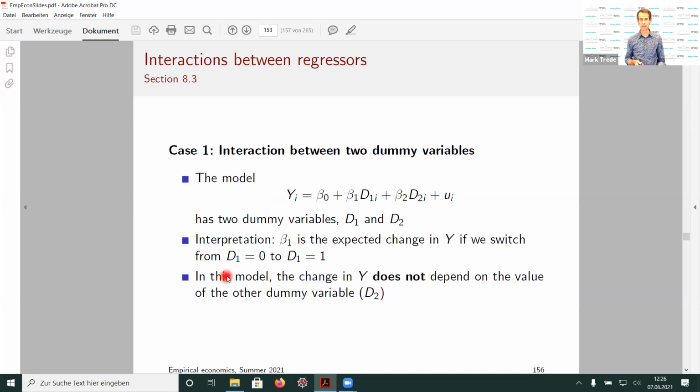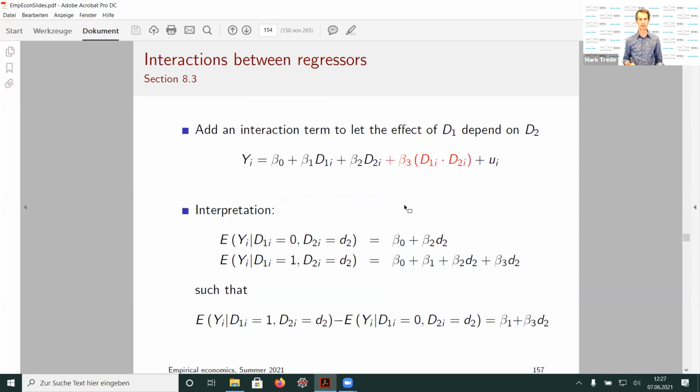In this model, the change in y, so the marginal effect of D1, does not depend on the value of the other variable. Okay, so if we switch D1 from 0 to 1, then the expected value of y would increase by beta 1, and it does not really matter whether D2, the other dummy variable, is 0 or 1. Okay, so the marginal effect is constant, and there's no interaction in this classical model. So let's add an interaction term. How could we model that? And the answer is surprisingly simple.